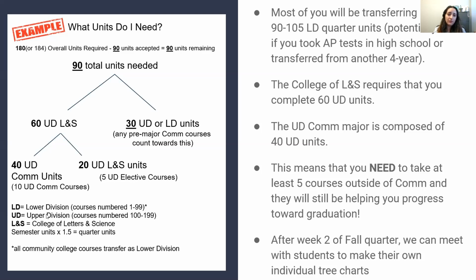So after week 2 of fall quarter is when we'll actually have time to meet with students one-on-one for more long-term planning. Again, today we'll be meeting with you one-on-one, but only to talk about fall. So if you need help or assistance creating your own tree chart, we can help you with that once we slow down after week 2 of fall quarter. And you can also make your tree chart yourself using the major progress check in Gold, which we'll go over how to read during our presentation today.